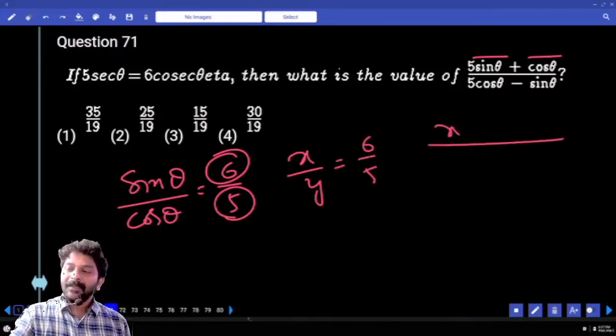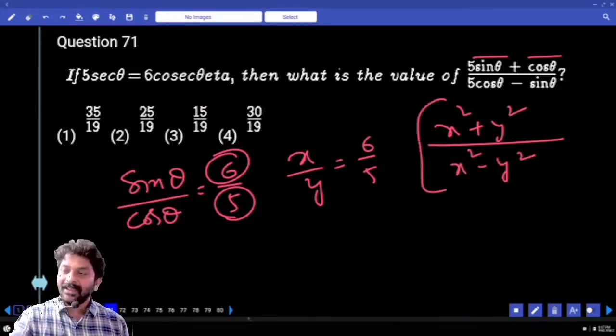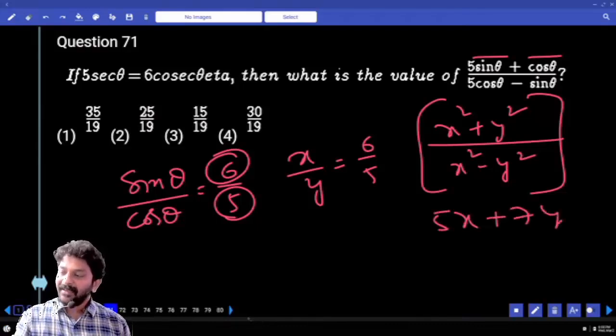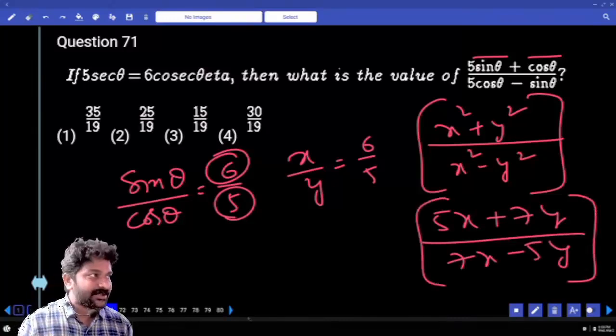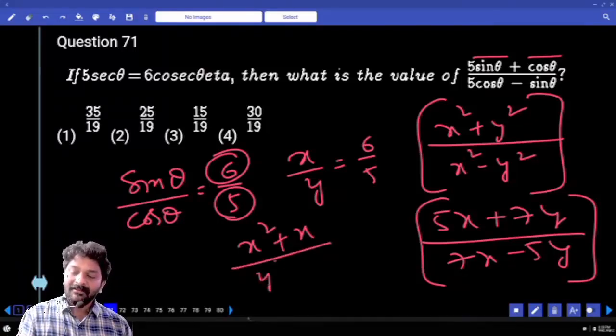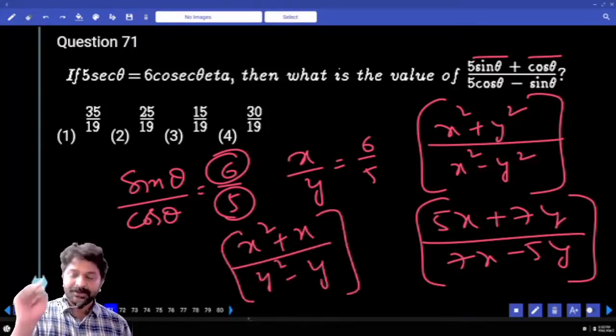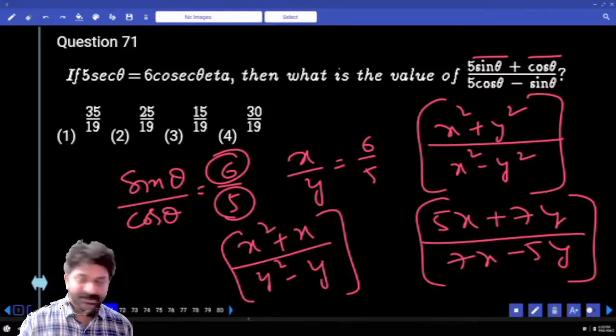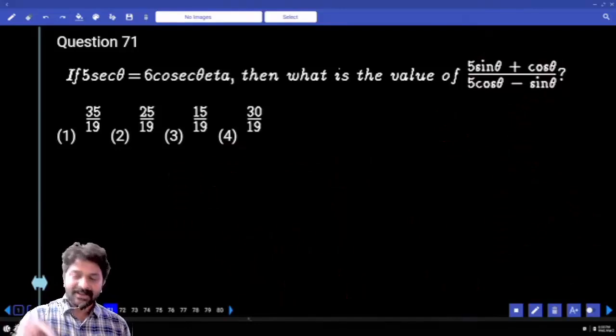ఇప్పుడు మీ ఈక్వేషన్లో x square plus y square by x square minus y square ఇలా అడిగారు అనుకోండి, డైరెక్ట్గా సబ్స్టిట్యూట్ చేయొచ్చు. x ఈజ్ ఈక్వల్ టు 6, y ఈజ్ ఈక్వల్ టు 5 అని. 5x plus 7y by 7x minus 5y ఇలా అన్నారనుకోండి, ఇందులో కూడా సబ్స్టిట్యూట్ చేయొచ్చు. అలా కాకుండా x square plus x by y square minus y అన్నారనుకోండి, ఇందులో సబ్స్టిట్యూట్ చేయలేం. That you cannot do, because exponents are different. ఎక్స్పోనెంట్స్ సేమ్ ఉన్న ప్రతి కేసులోనూ మనం డైరెక్ట్గా సబ్స్టిట్యూషన్కి వెళ్ళిపోవచ్చు. So for this question, yes, directly you can do it.